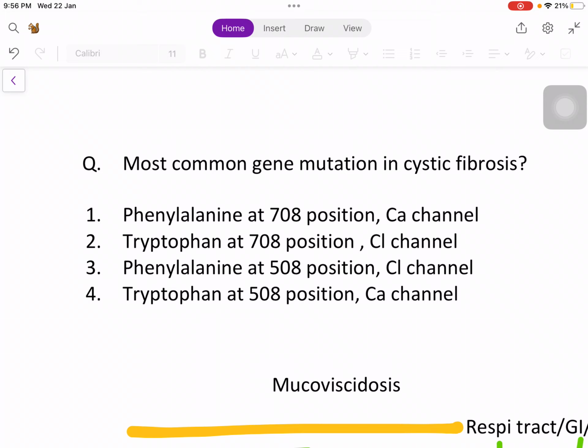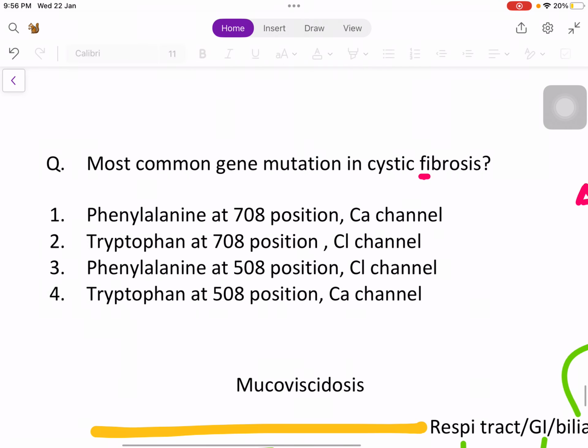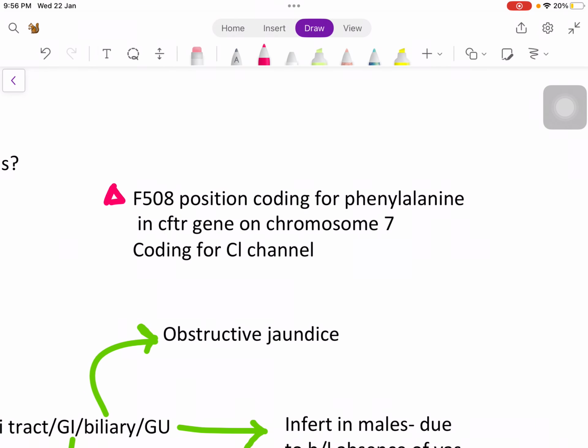So to remember the mutation, from fibrosis we get this F, and then the mutation is delta F508. Delta means deletion, then F, then 5 also starts from an F. Then it codes for phenylalanine. PH also sounds like an F. So the mutation is delta F508 position in the codon, which codes for phenylalanine.